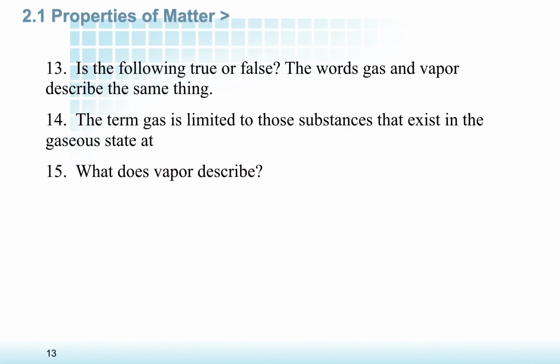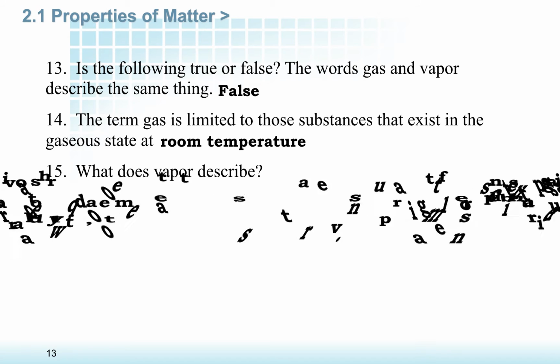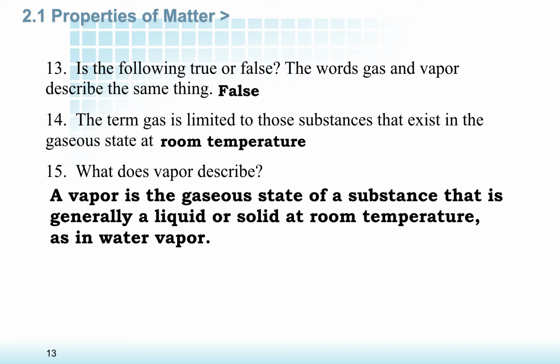13. The words gas and vapor describe the same thing. That is false. The difference between a gas and a vapor is a gas is limited to substances that exist only as gases at room temperature. A vapor describes the gaseous state of a substance that is generally a liquid or a solid at room temperature, as in water vapor. Water is a liquid at room temperature. When it evaporates, you call that water vapor.